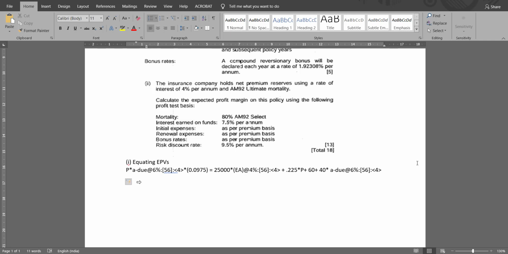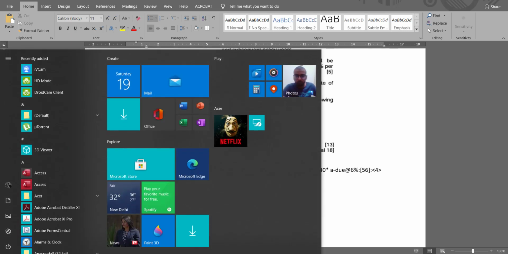This implies that once you have equated, you can find P is equal to what? So you can directly do your P calculations once you have shown this. Okay, so now how do you calculate P? You will go to Excel.